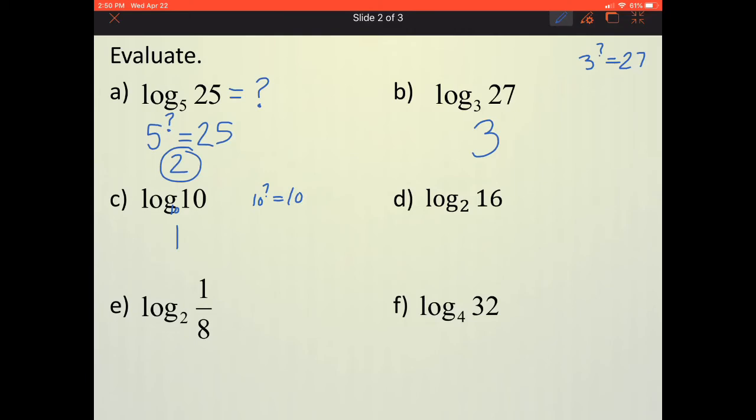All right, example D. Log base 2 of 16. So you're asking yourself, 2 to what power is 16?